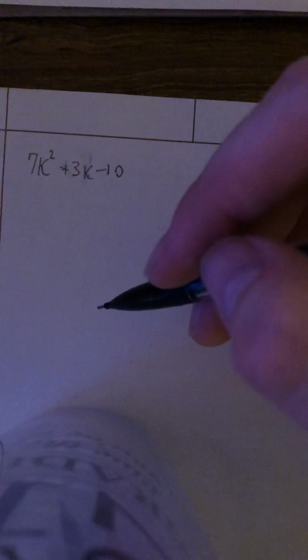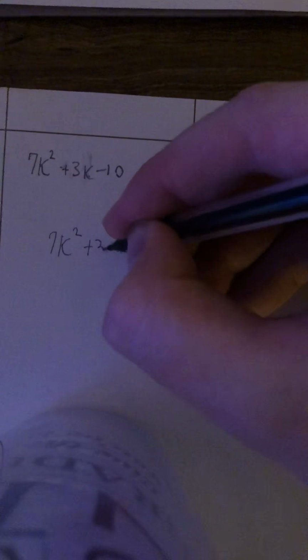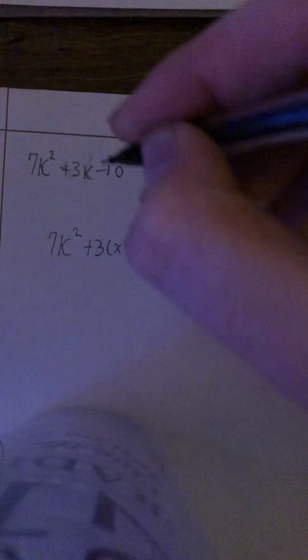So real quick, I'm just going to go through it. It would be the same process no matter what variable it was. So just wanted to point that out. So the first thing I'm going to do, I am writing while looking through the camera, so it's somewhat difficult, but I am going to factor out a 3 from this middle term here, okay?